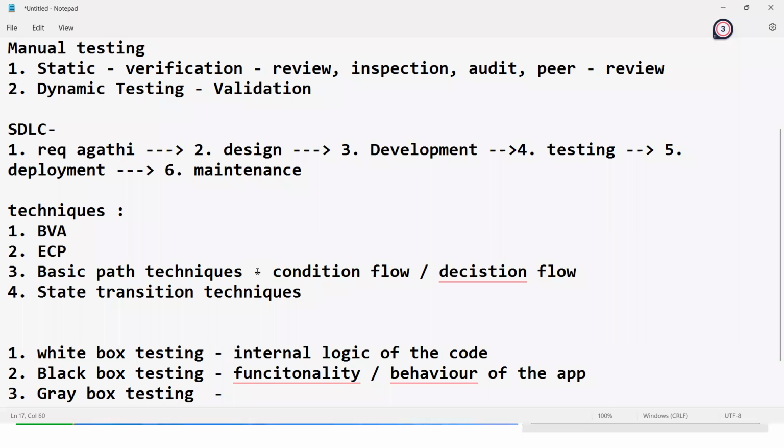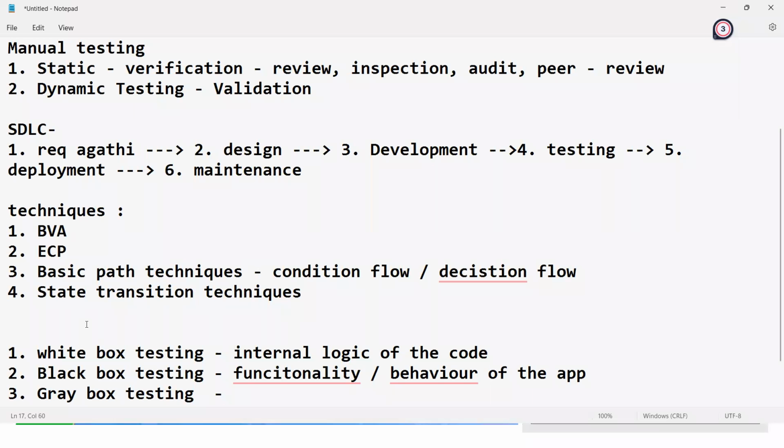Basis path means we have to check all the flows of the application against the design document. In the design document, we clearly mention how many classes there are, what the member variables and member functions are, what the relationship between the classes is, and how they are related to each other. That is supposed to be tested using basis path techniques.